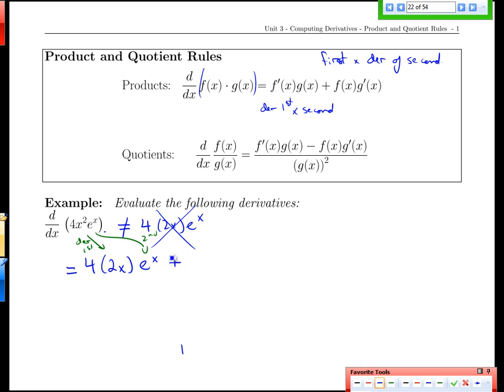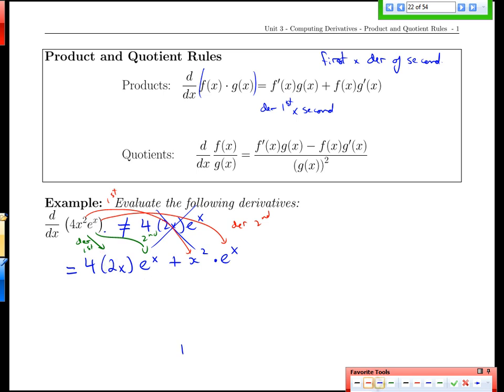Plus, you have to be a little bit careful. I'll come back to the brackets in a second. Plus the first function, x squared, times the derivative of the second, or the derivative of e to the x, which is also just e to the x. So how did that work here? We have the first times the derivative of the second.